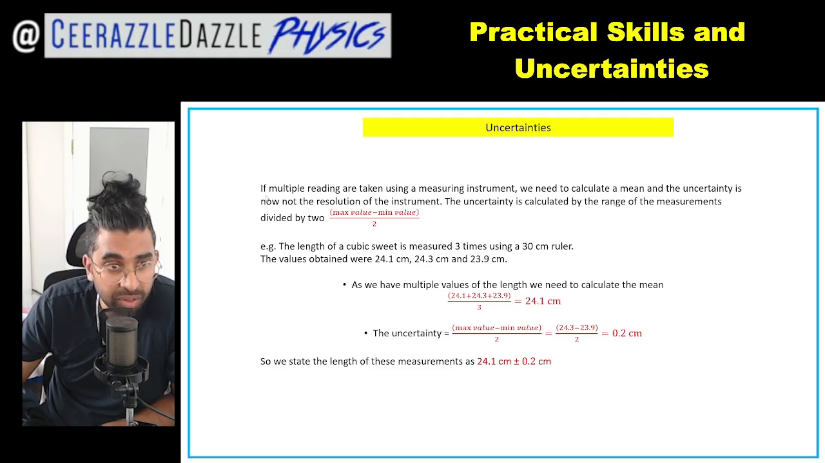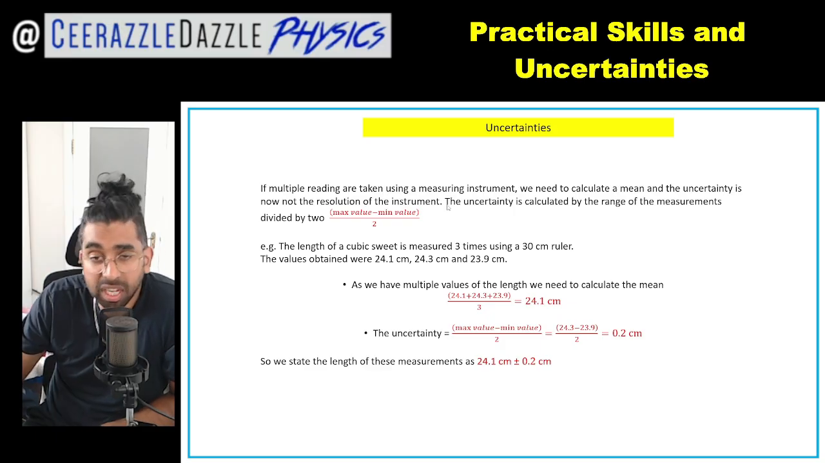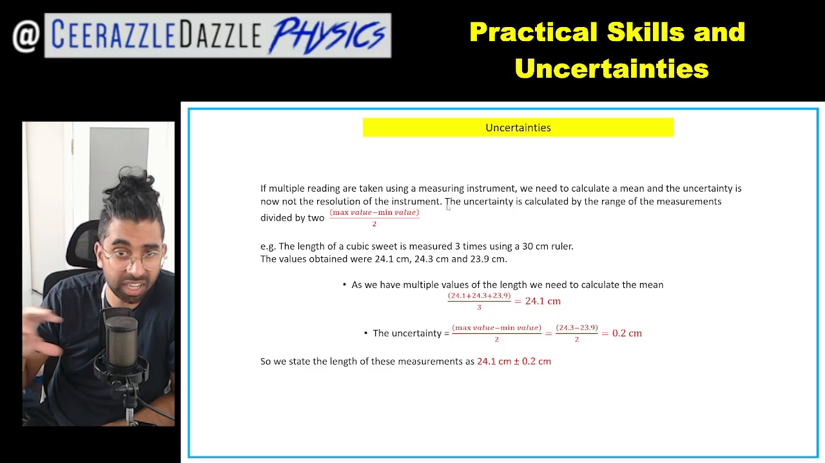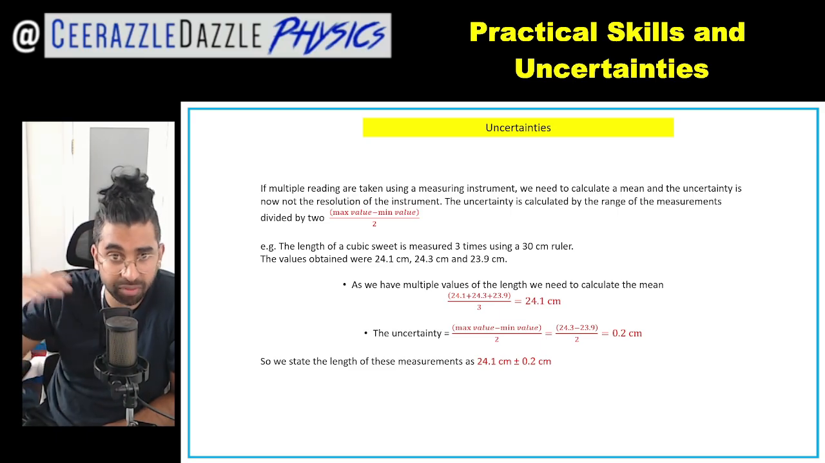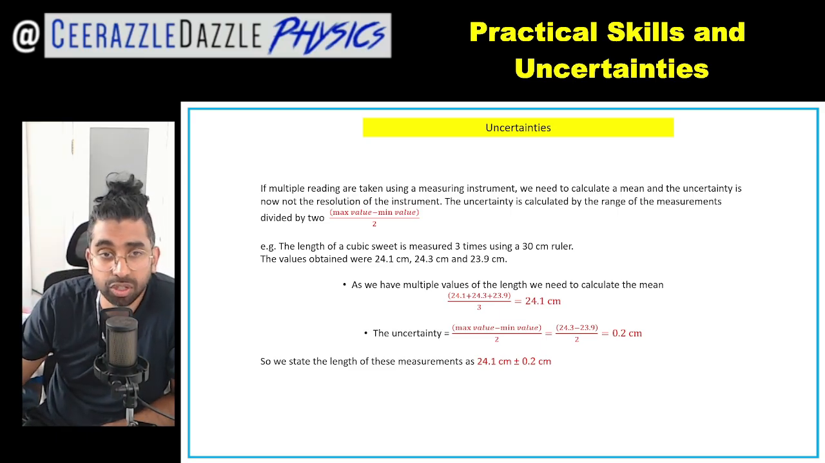Uncertainties. If multiple readings are taken using a measuring device, we need to calculate a mean, and the uncertainty is now not the resolution of the instrument. So if you take multiple readings, let's say for example the length of something at three different points, you don't look at the resolution. You have to take all your values into consideration when working out the uncertainty. The uncertainty is calculated by the range of measurements divided by 2.